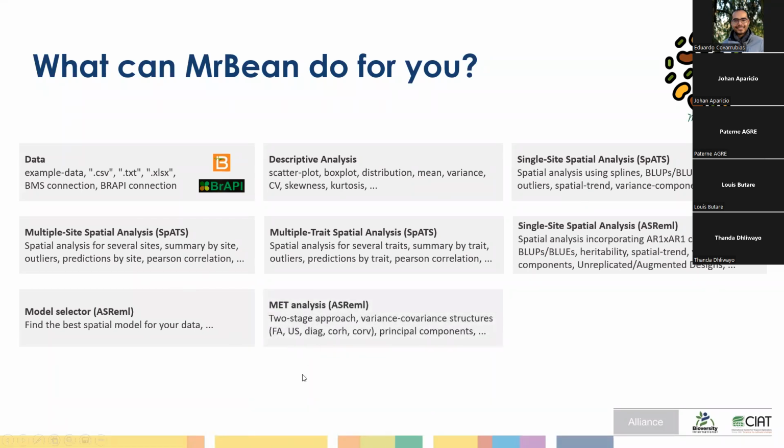For the MET, we have a two-stage approach here. We can play with different variance-covariance structures: factor analytic, unstructured, diagonal, corH, corB. And we can also visualize some things using principal components analysis. I also added the traditional designs: RCBD, CRD, alpha lattice, resolvable or non-resolvable row-column. And we can also get BLUPs, heritability, and identify some outliers.